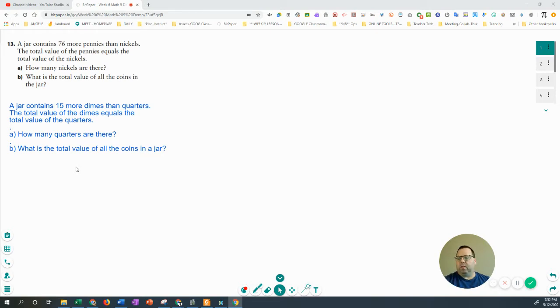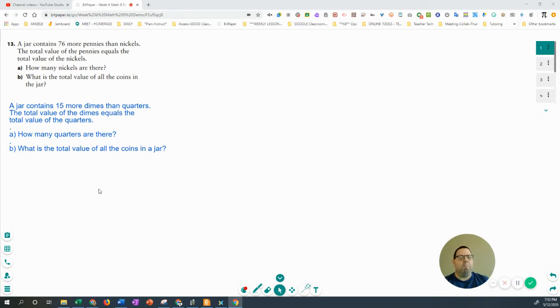I noticed that in this week's homework, I've given you page 327 and 328. Just looking at it here on my other monitor, question 13, 14, 15, 18, 19, 20, 21, 22. Okay, let's start with question 13. This is the classic money question.